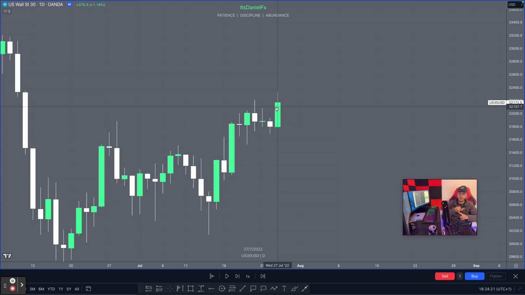You literally only need an entry, and you just need to not get stopped out. That's it. And then price will go into profit, and you can deal with it once it's in profit.